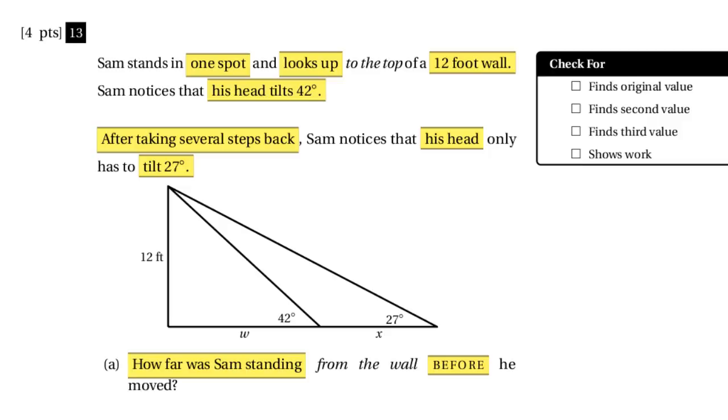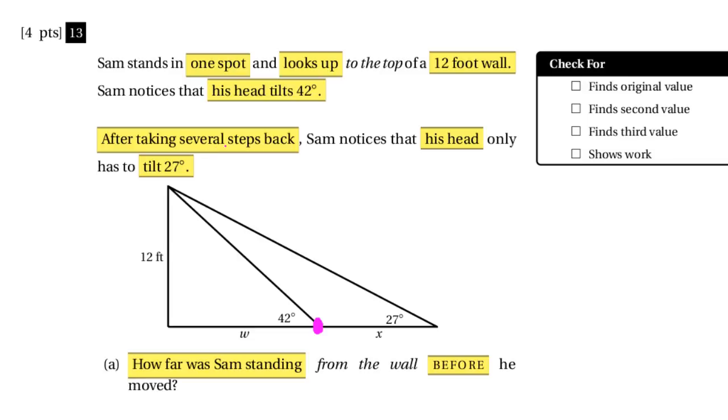So taking a look at problem 13 here, our final problem. Sam stands in one spot and looks up to the top of a 12-foot wall, and he notices that his head tilts 42 degrees. So taking a look, that basically means that at the very beginning of the problem, Sam is standing right here on this pink dot.